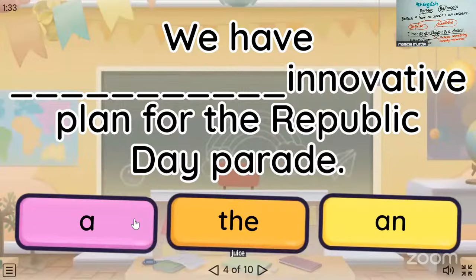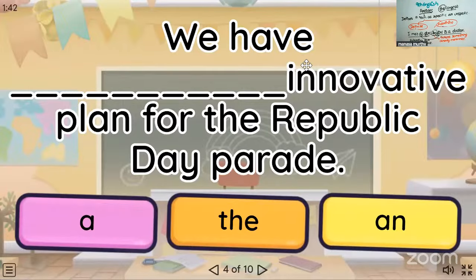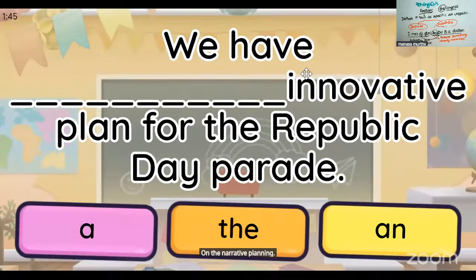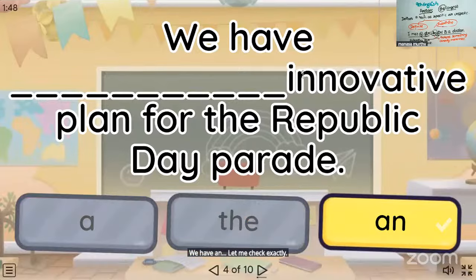We have dash innovative plan for Republic Day parade. ಒಂದು ಇನ್ನೋವೇಟಿವ್ ಆಗಿರೋ ಪ್ಲಾನ್ ಇದೆ ರಿಪಬ್ಲಿಕ್ ಡೇಗೆ. We have an. Let me check. Exactly. Innovative. Igloo. Having a vowel sound.